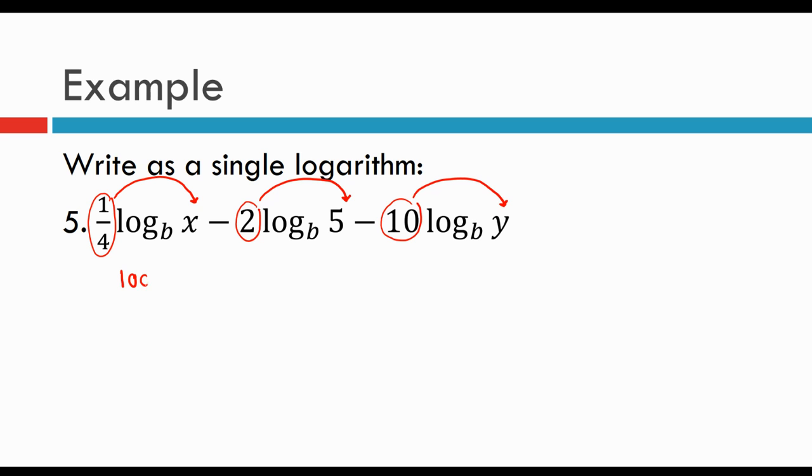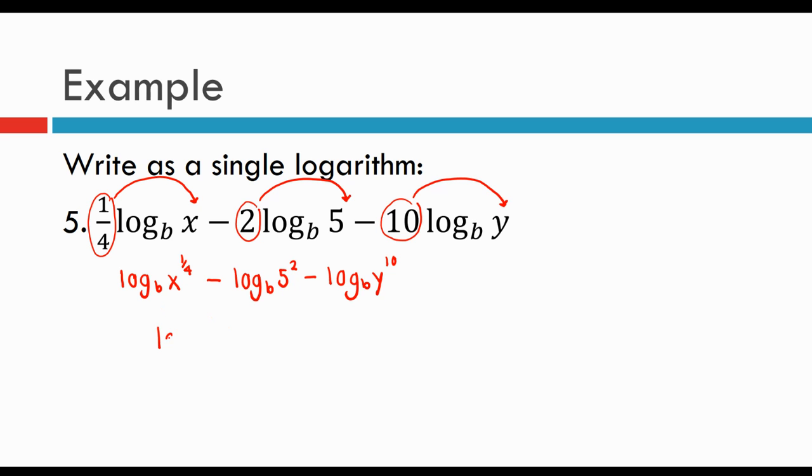So we really are going to have log base b of x to the 1/4 power minus log base b of 5 squared minus log base b of y to the 10th. Now, I actually see several subtraction signs. When I see several subtraction signs, that means that subtraction means quotient. So I know that I want division.